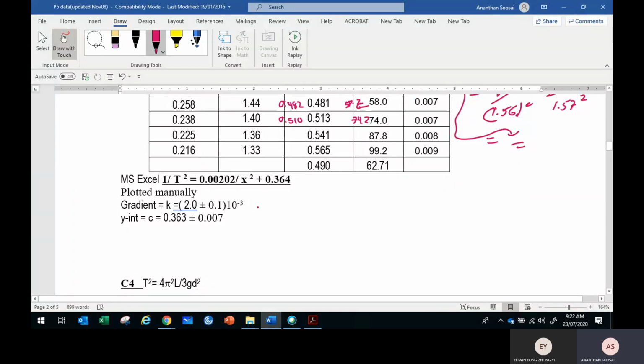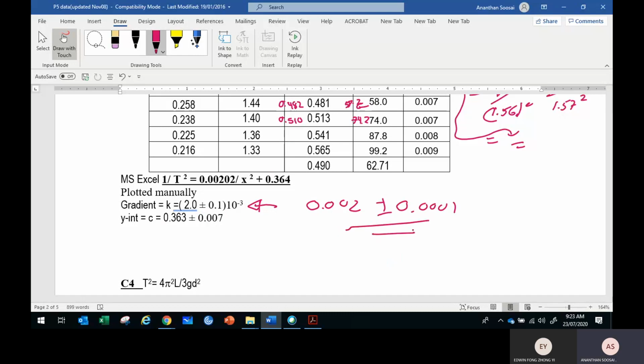Okay, from the Excel plotting, this is the answer we obtained. So you should get the gradient as this, what? 2.2 plus minus 0.1 times 10 power negative 3, or 0.002 plus minus what? 0.0001, correct. So this is what you should get.